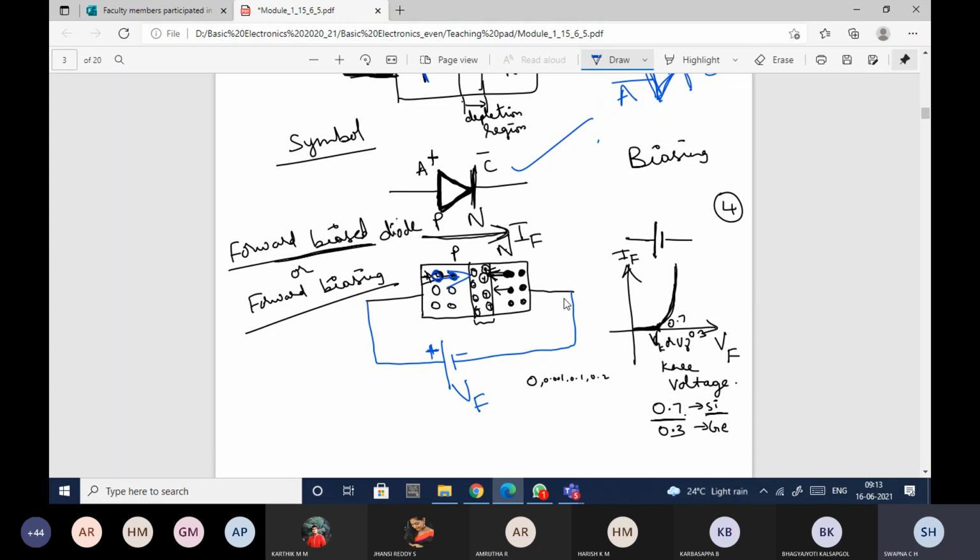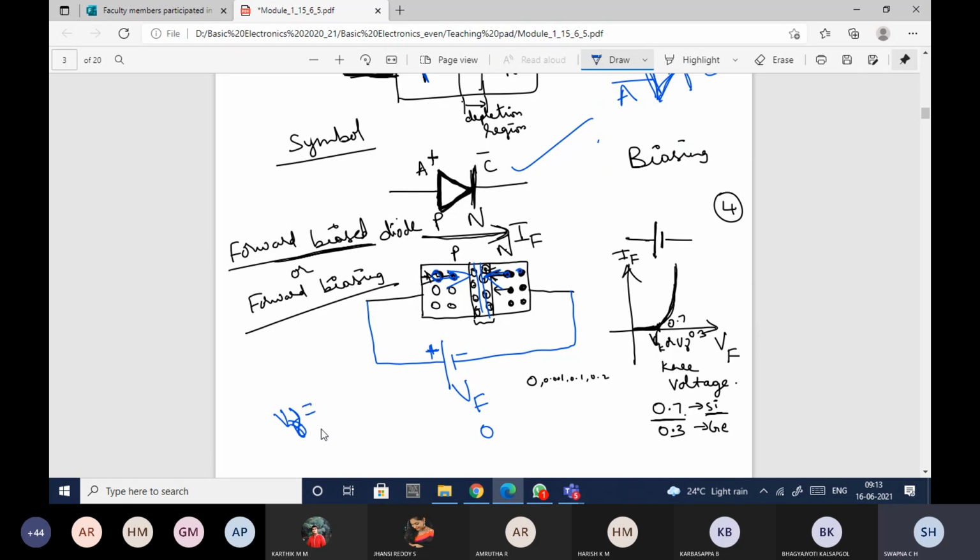In the same way, this negative terminal is connected to the N-type material, so the electrons present here will tend to move towards the junction. Because of this, the width of the junction will decrease. As you increase VF from 0, the depletion region will decrease more and more, and at a particular value of VF, known as V gamma, the depletion region will completely vanish.